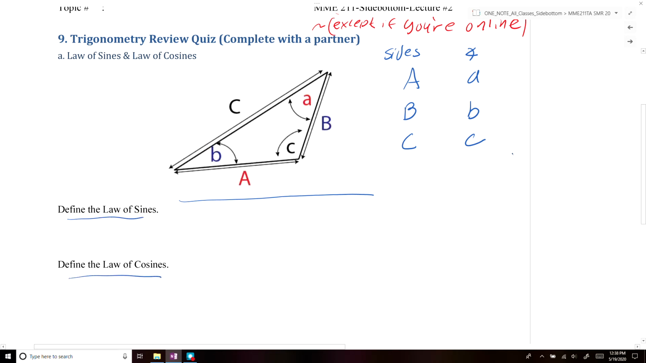So please stop the video and try those. Try to define the law of sines and the law of cosines from what you remember. Okay. If you don't remember it, no big deal. Try it out. See what you remember. And we'll stop the video and I will then define them.